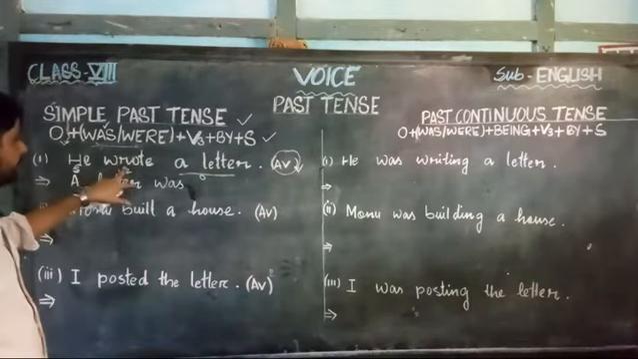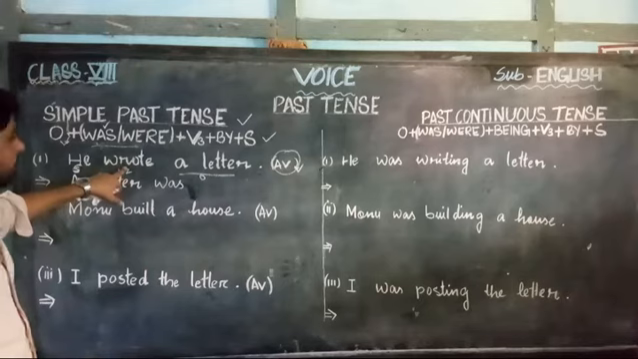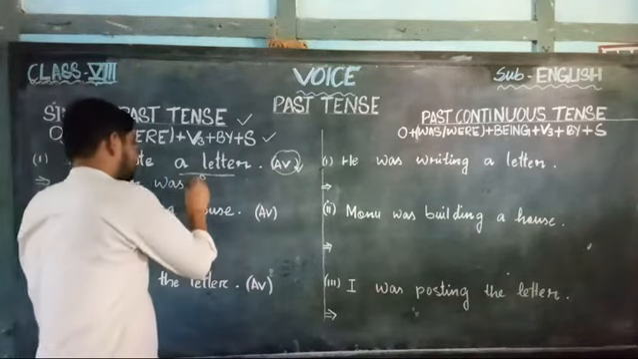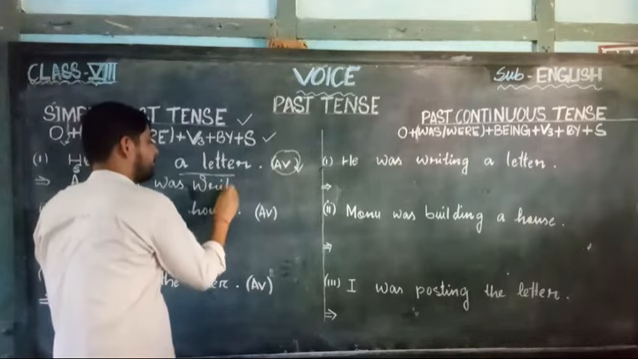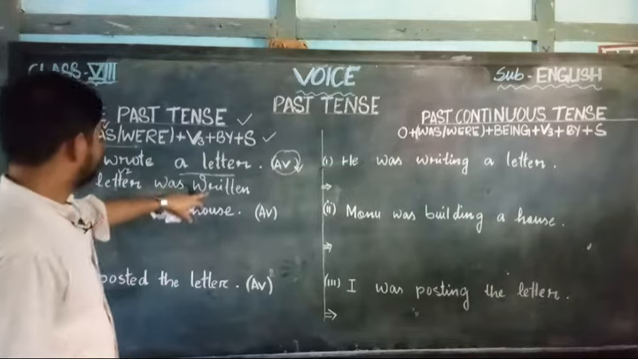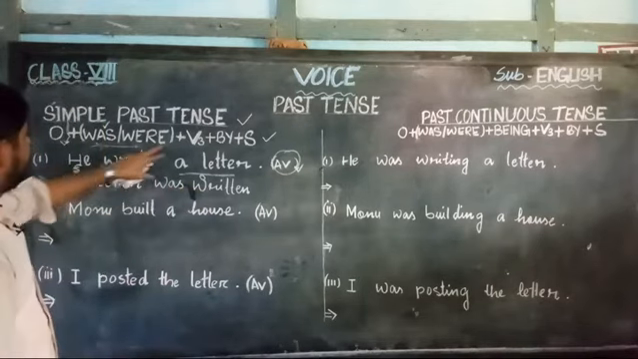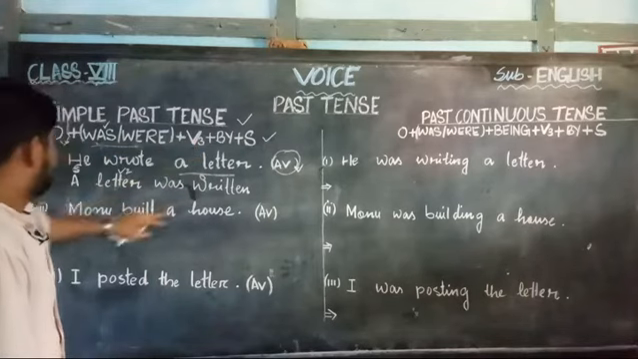So what is the third form of write? The third form of write is written. So V3 is also over.